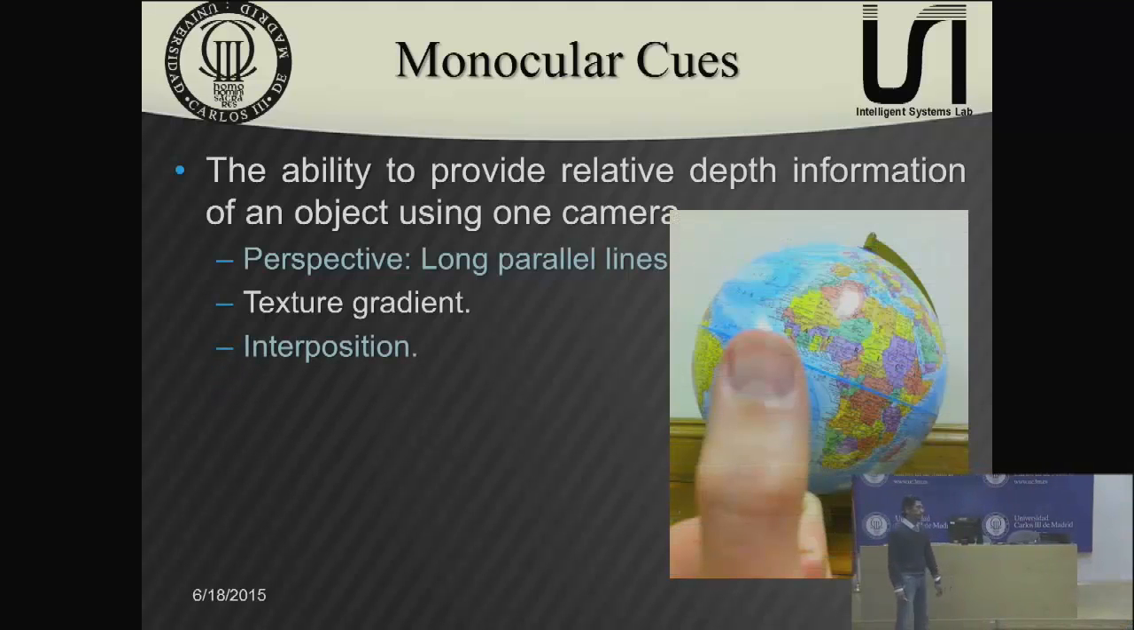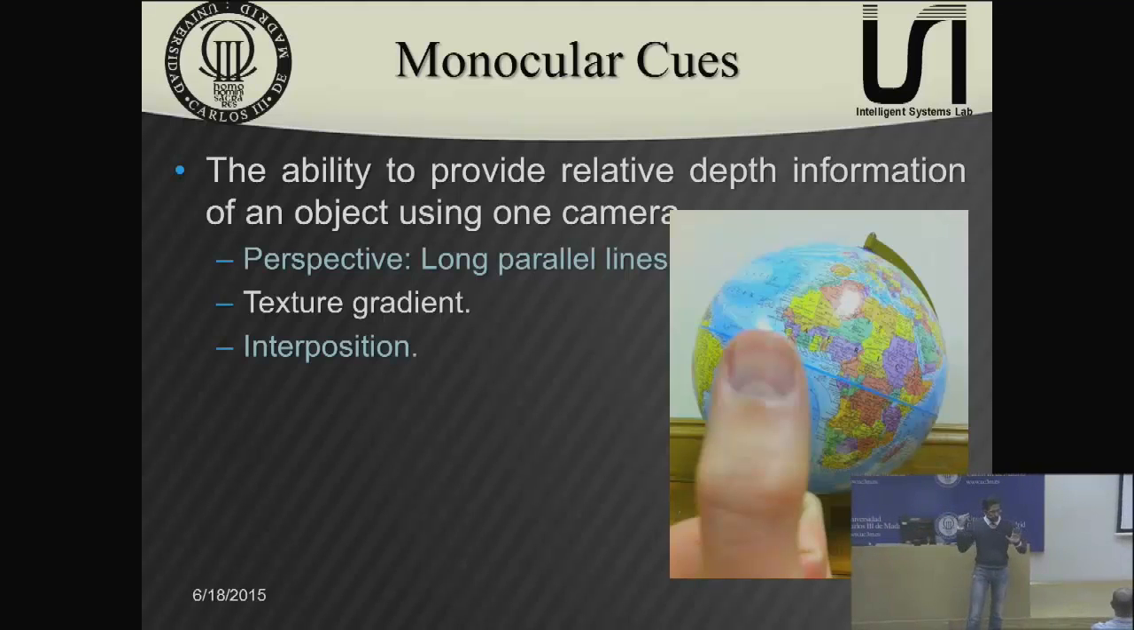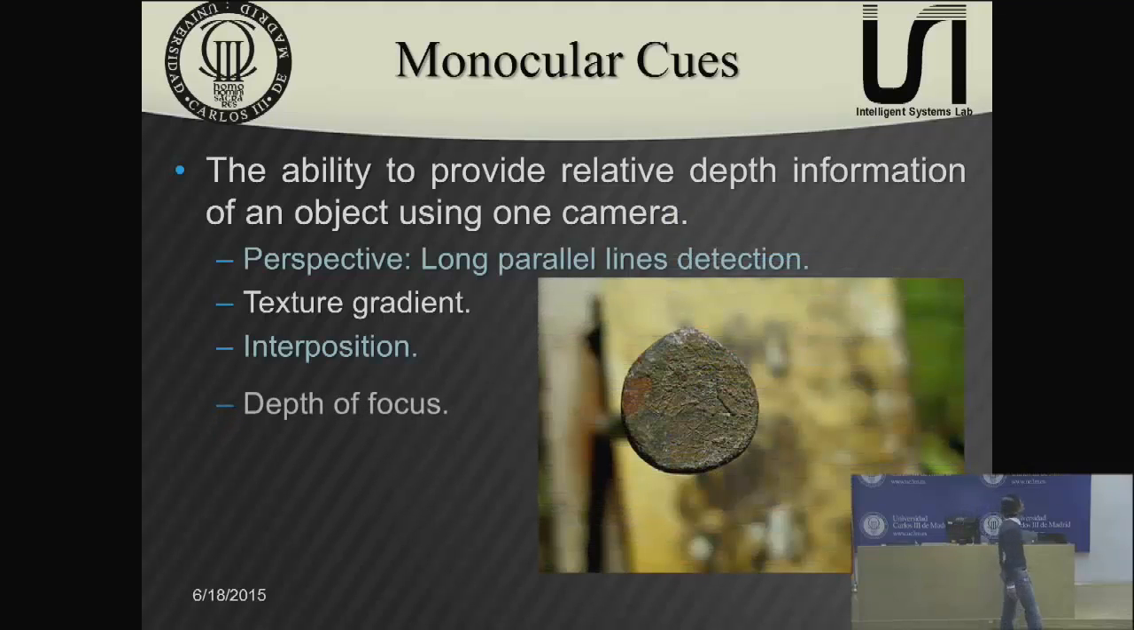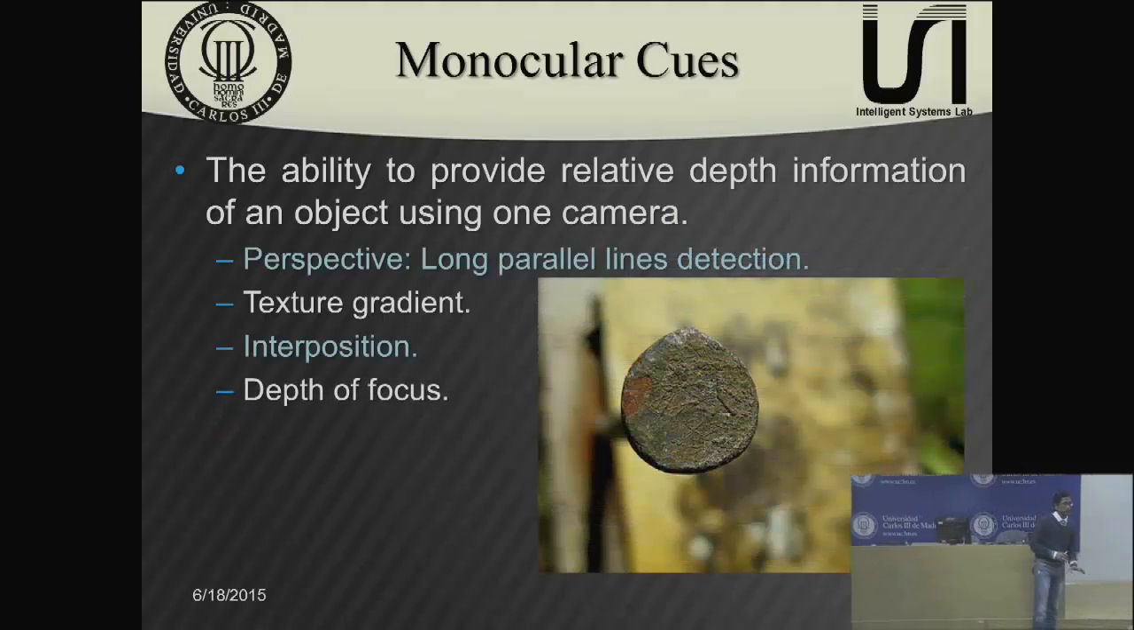Interposition is the overlapping between objects. If we have an object overlapping another, we can estimate that one is closer than the other, as here, the finger and the earth. Then depth from focus, which has the idea that the closest objects look sharper than the farthest ones, which look blurry.